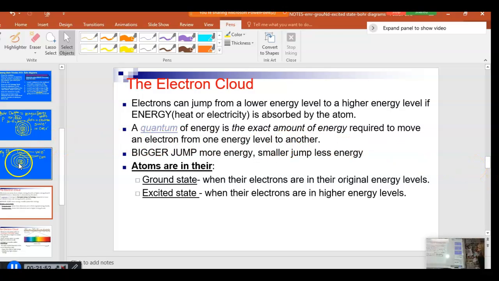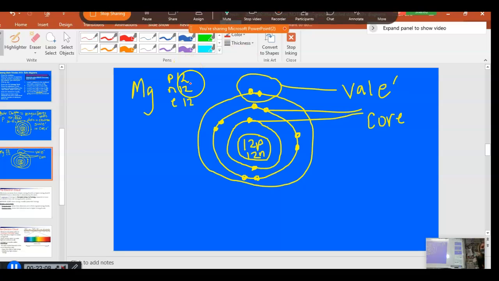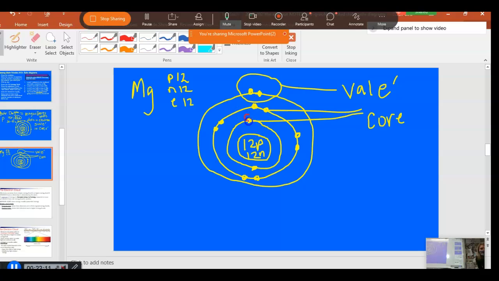So if I quickly went back to our Bohr diagram, what I'm talking about is, for instance, if we have this magnesium atom, and it absorbs energy, again, heat, light, electricity, any of those types, then its electrons, like maybe this electron, is going to absorb energy, and then it's going to jump to a higher energy level. Okay? Now, it has to absorb a perfect amount of energy to go from energy level 1 to energy level 3.